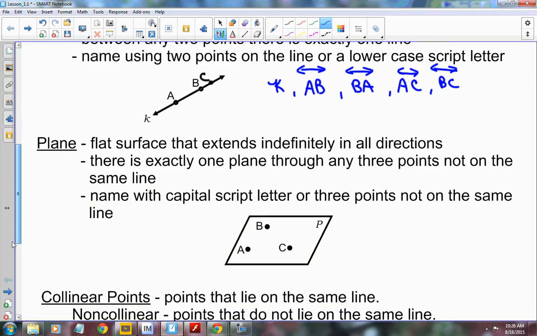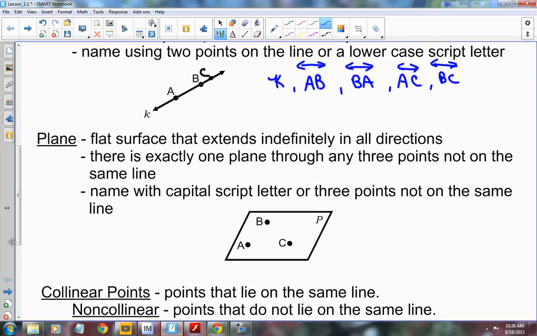Then we have a plane. And a plane is a flat surface that extends indefinitely in all directions, like the ceiling, the floor, okay? It goes on forever, even though they kind of, in real life, end. A good example of a plane that some of you experience.